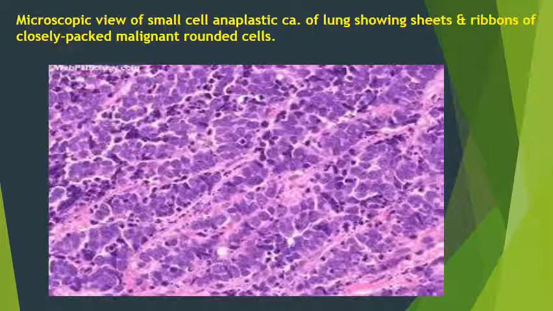This is also a microscopical view of the small cell carcinoma, showing sheets and ribbons of closely packed malignant cells, which is also the characteristic growth pattern of neuroendocrine type carcinoma.